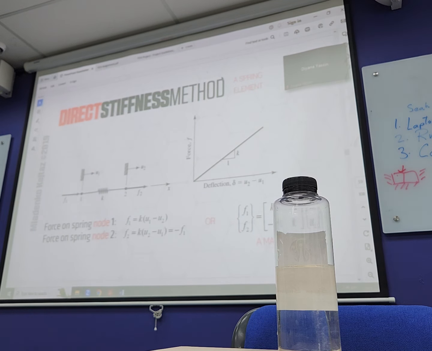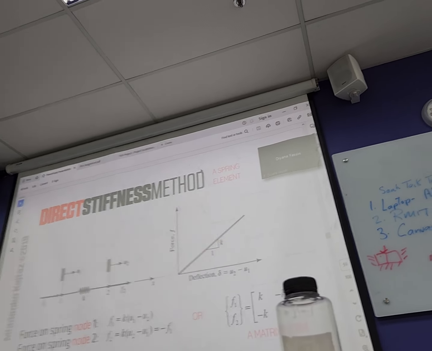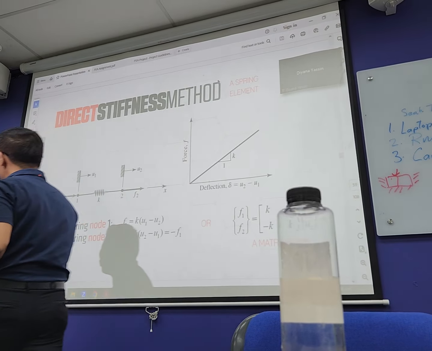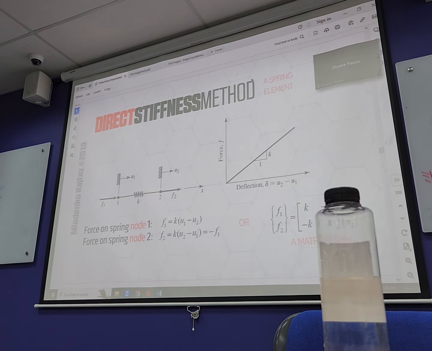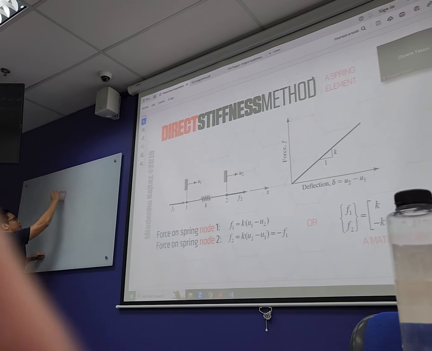Just now remember when we talked about this, I need you to visualize it a little bit. Why is it important? Just now we talked about discretization. Same thing if you talk about a beam. If I have a beam, a 3D beam.